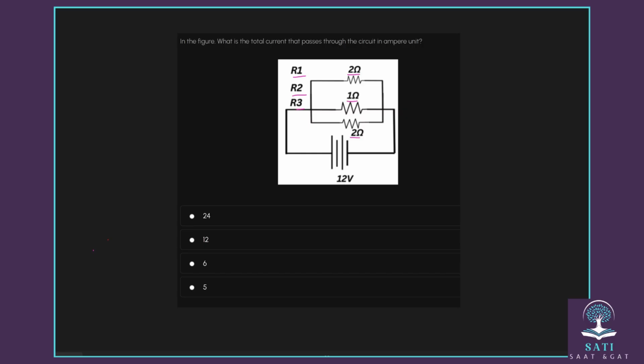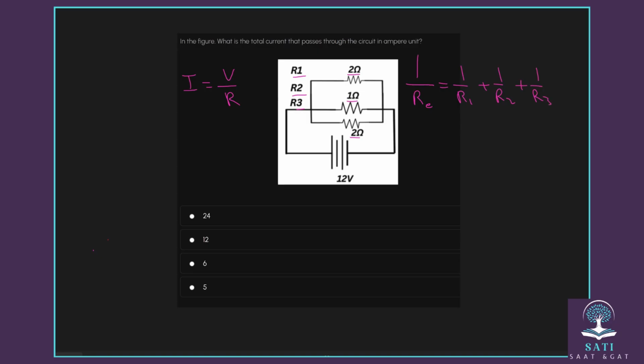So now, to find the current, as we know, the current equals V over R. But which R? The equivalent resistance, that means the resistance of all of them. Okay, how can I find it? Since these are in parallel, 1 over the equivalent resistance equals 1 over R1 plus 1 over R2 plus 1 over R3.